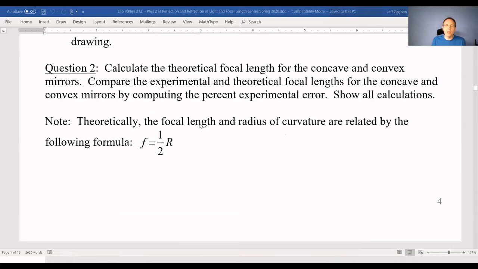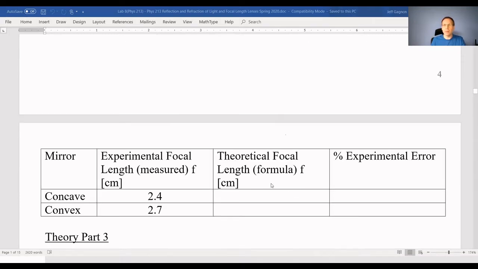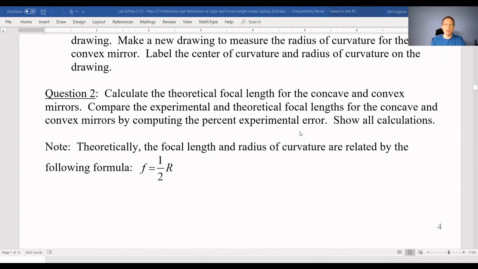So question 2, you're asked to compute the theoretical focal length for the concave and convex mirrors, but that's simply going to be half of the radius of curvature. So in that video, you'll see where I did the experiment to measure the radius of curvature for both of them. So if you divide by 2, that will be the theoretical focal length. So you can find these two values. And then you want to compare the two by computing the usual % experimental errors. And make sure you show me all 4 of these calculations. Okay, so that's question 2.